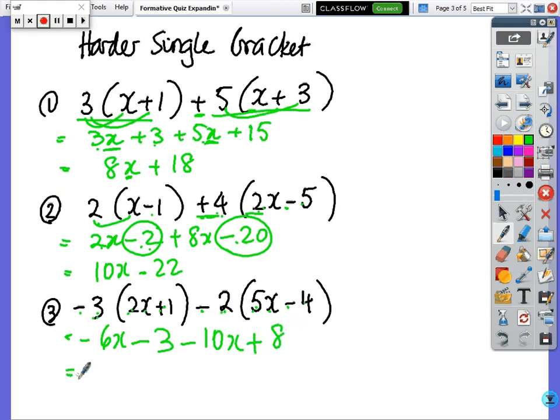And then like terms, minus 6 minus 10 is minus 16x. Minus 3 plus 8 is plus 5. So it's like minus 3 degrees Celsius, and it goes up 8, so it's at 5. Okay, come across when you're ready.